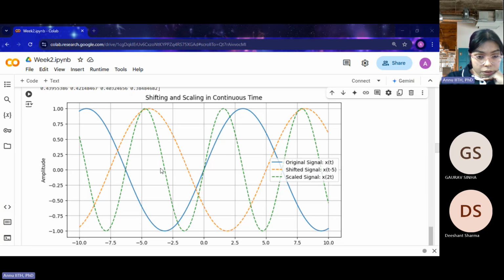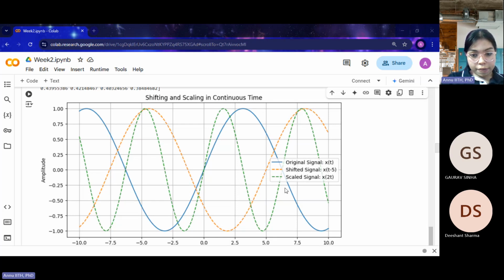So it is starting from here, at minus 5, it will start from there. Suppose 0 minus 5, it's here, but it should be 0 here. For the orange signal, you always see orange. So minus 5, 0. Similarly, the scaled version x(2t). So what you are actually doing is compression because the factor is greater than 1.